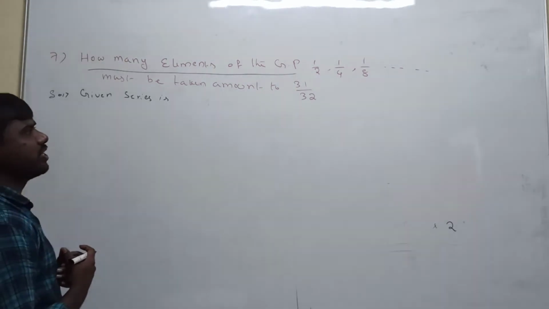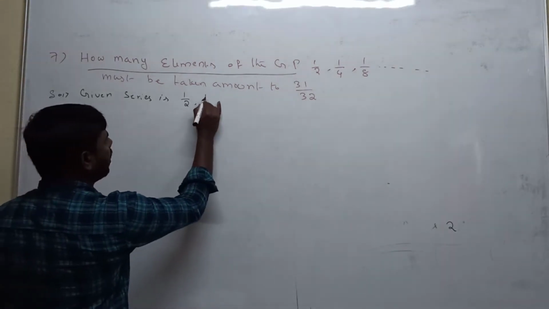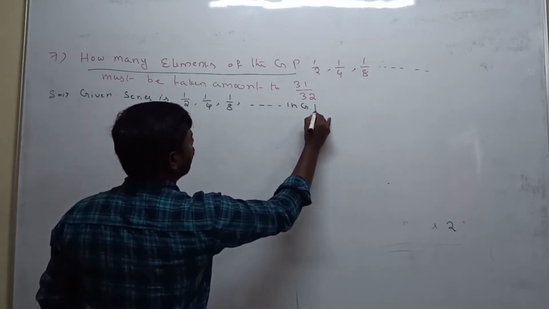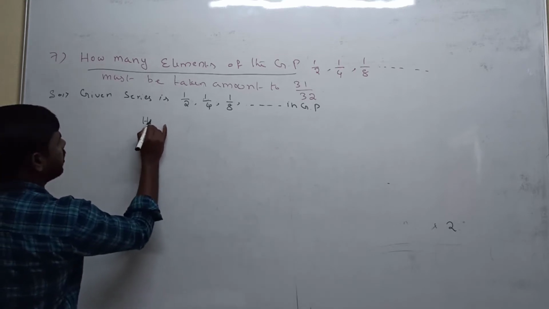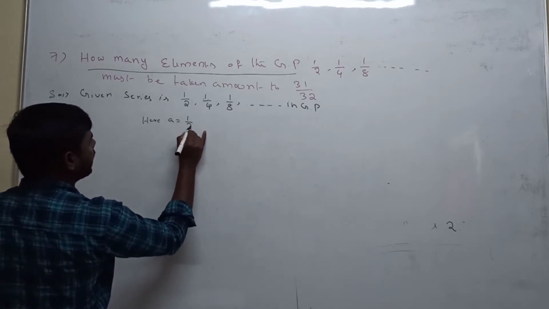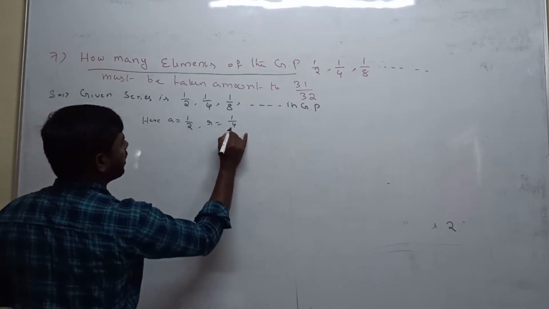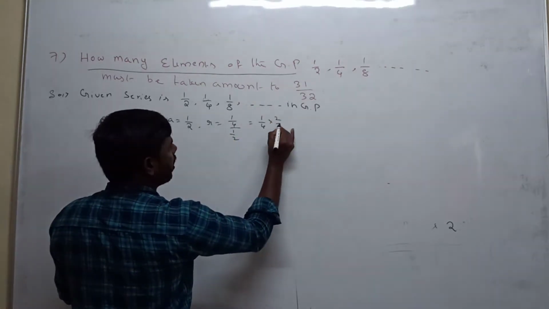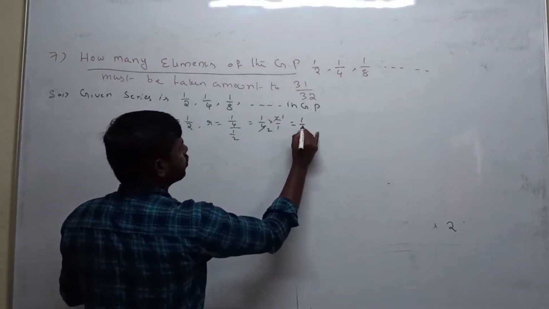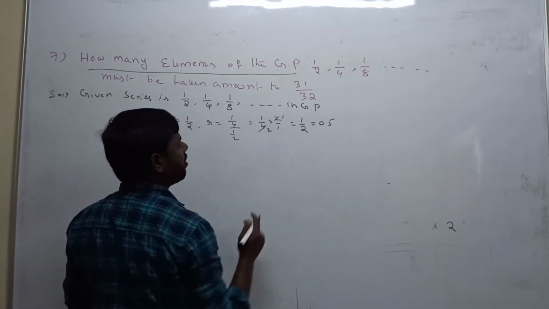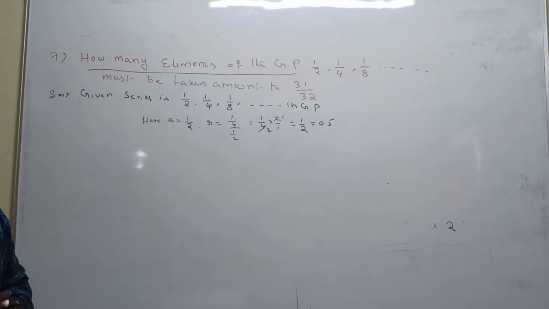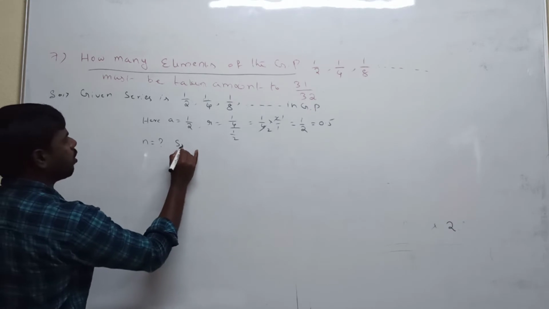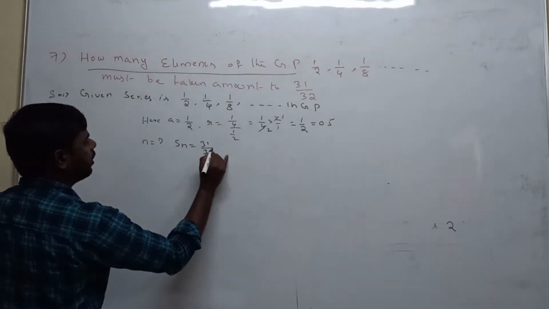So now the given series is 1 by 2, comma, 1 by 4, comma, 1 by 8, and so on in geometric progression. Here a is called the first term, 1 by 2. Common ratio is any term divided by the previous term. So 1 by 4 into 1 by 2 reciprocal, 2 by 1. 2 ones are 2, 2 twos are 4. So 1 by 2 is nothing but 0.5. This value r is less than 1, so we can apply the first formula. To calculate n, the total sum they are given is 31 by 32.